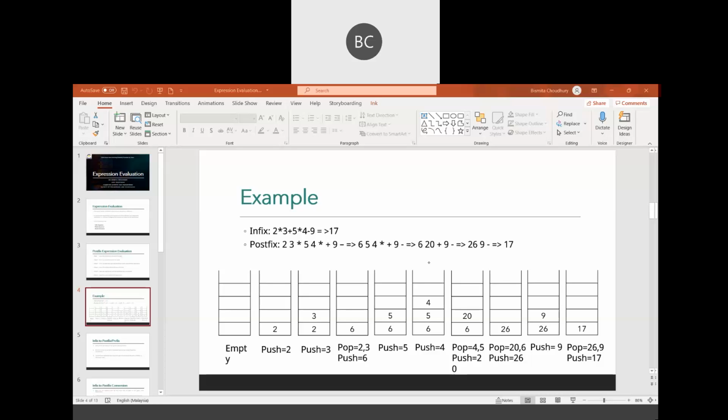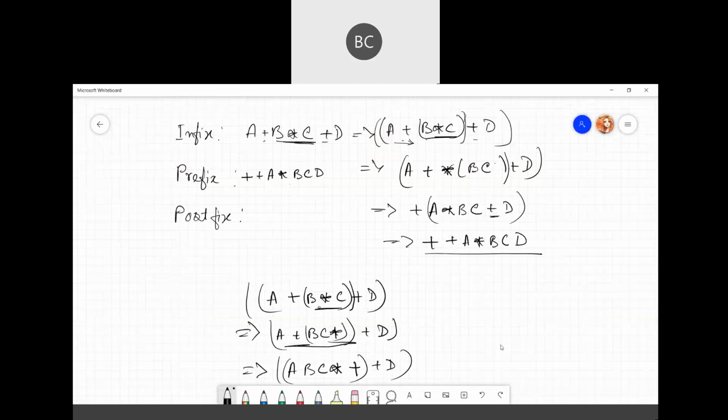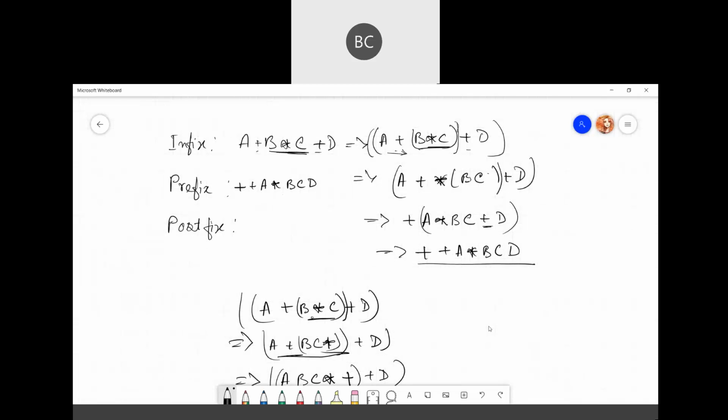Ma'am, finding it a bit difficult. Ma'am, are you using the whiteboard? I'm not able to see it. Oh. Can you see now? Yes, ma'am.